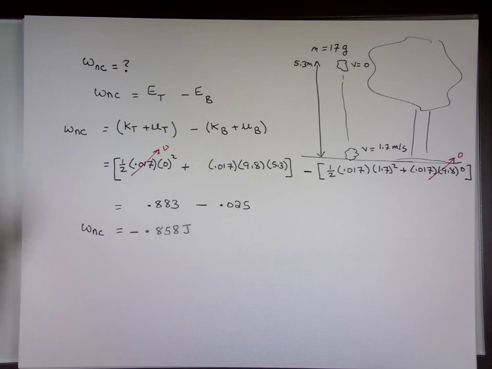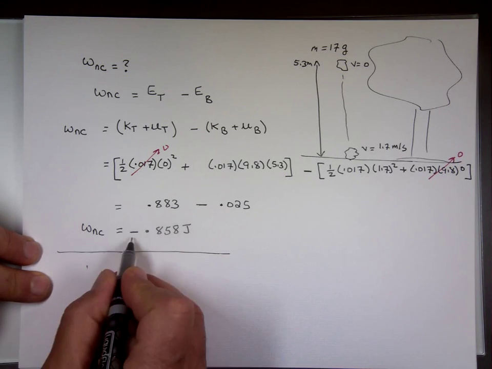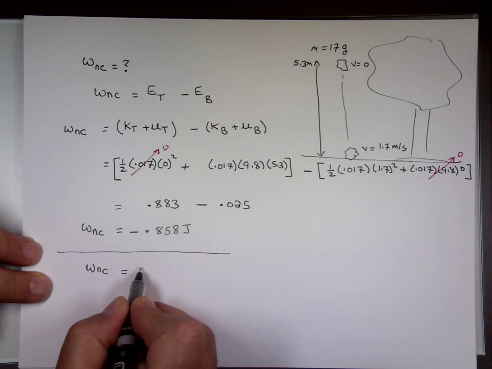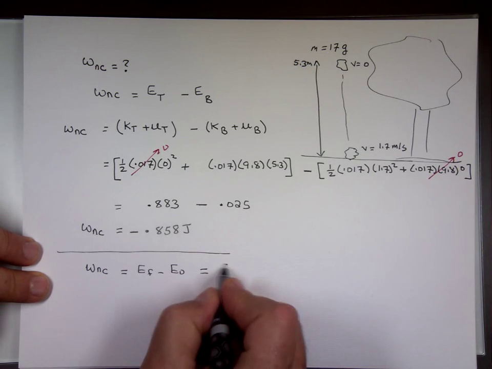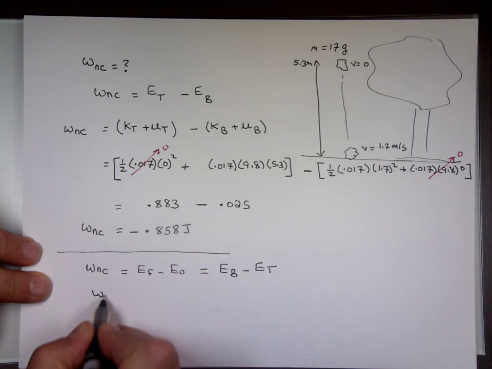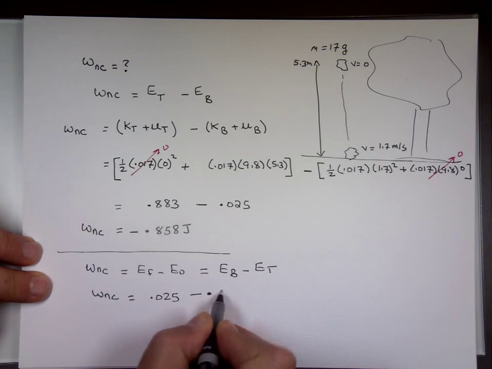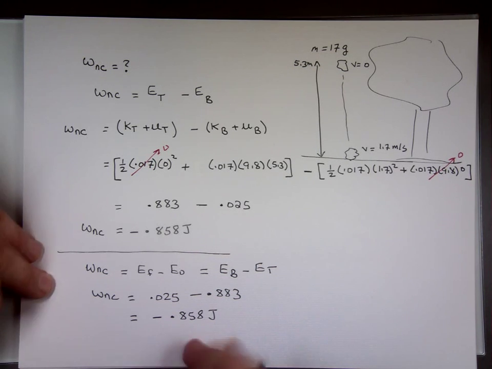That energy is lost. So if you want to get the negative sign all the time, the correct way of doing it is this, because you know you lost that energy. The energy lost is equal to the final minus the initial. And the final in this case is at the bottom, minus the initial. So if you did that, your answer automatically, mathematically, will be 0.025 minus 0.883, and the difference between them always comes out negative. The energy lost to a non-conservative force is always a negative value.